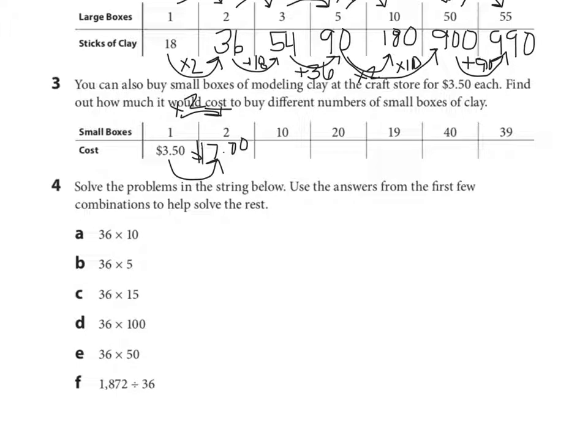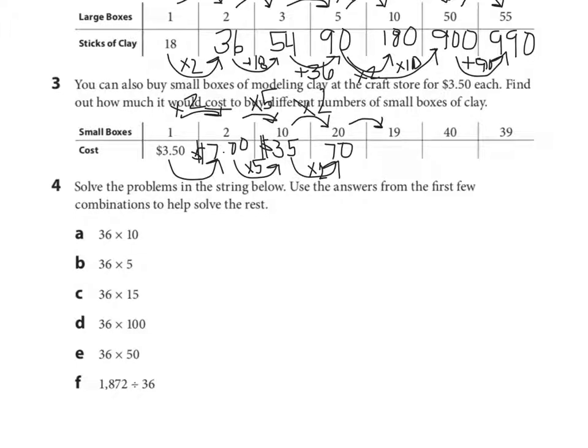To come to 10, we could say times 5, or we could come back to the beginning and say times 10. But I think it's easy enough to take $7 times 5. So I'm just going to say times 5, because $7 times 5, I know is $35. And then to get to 20, we're doubling. So times 2 is 70.